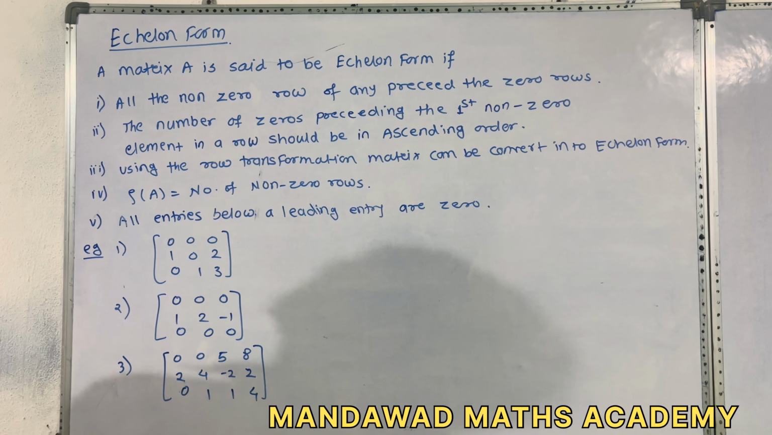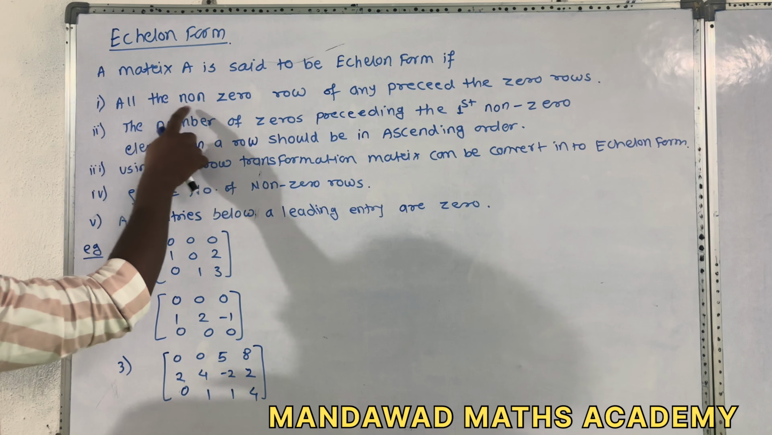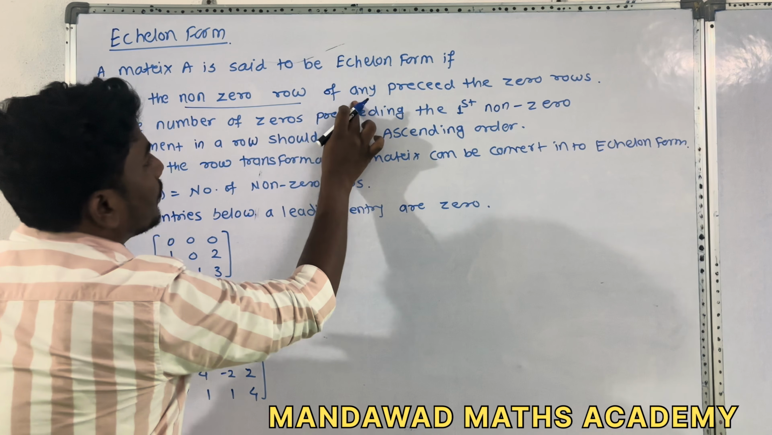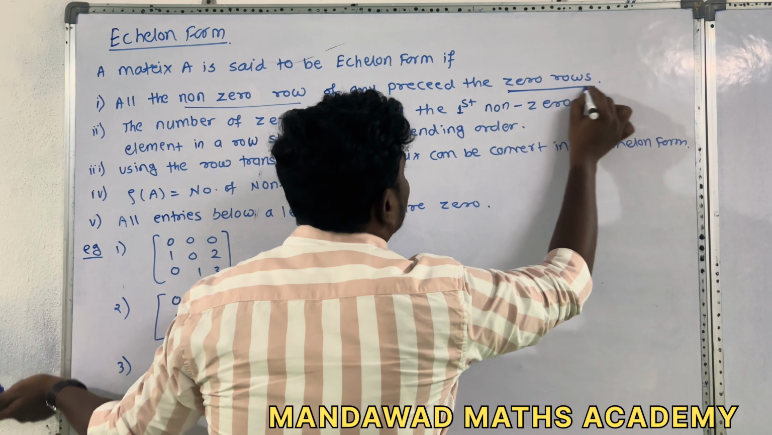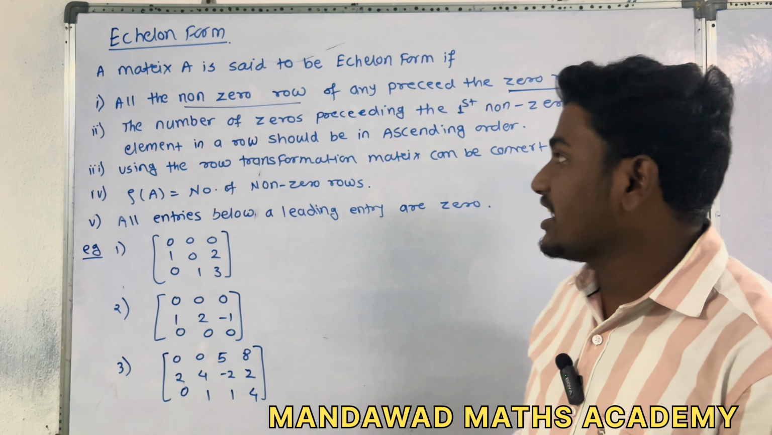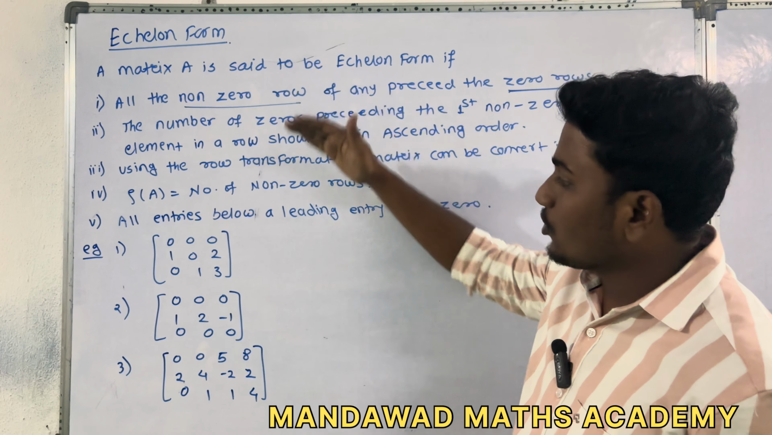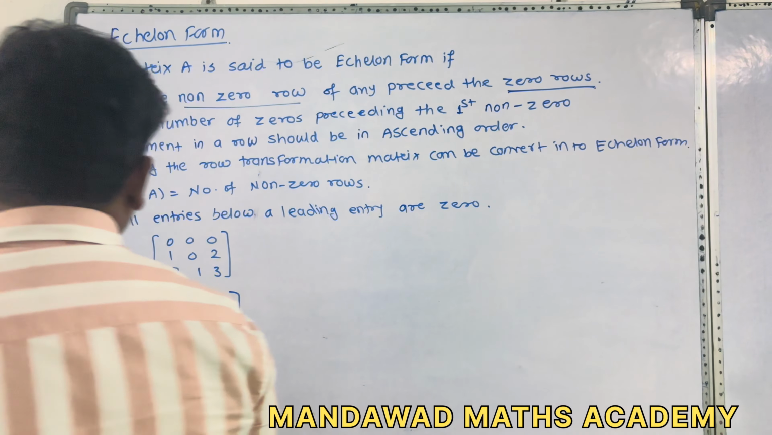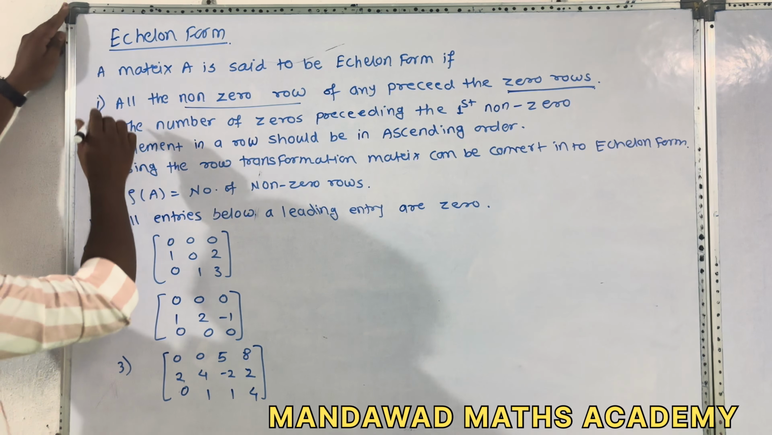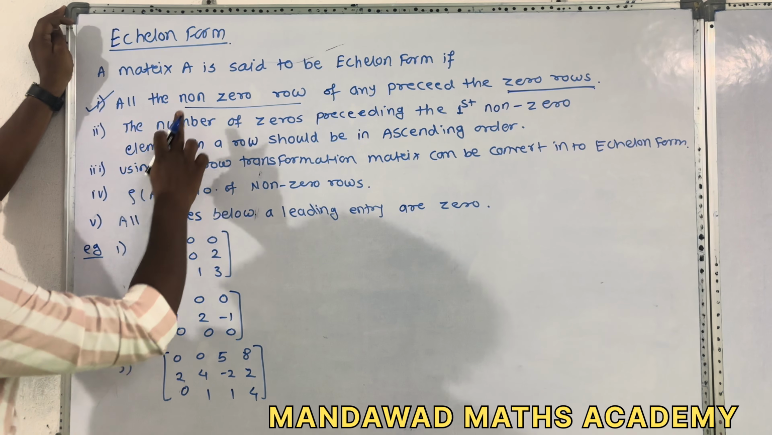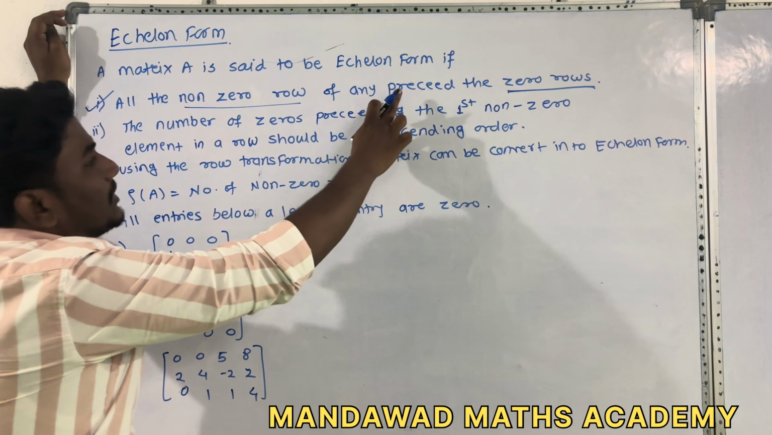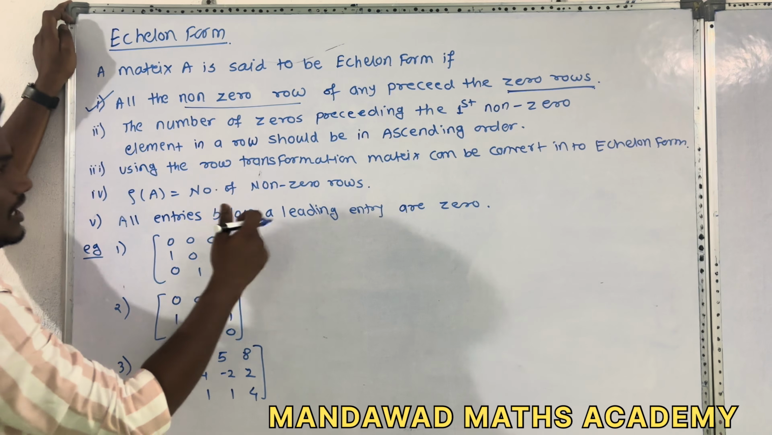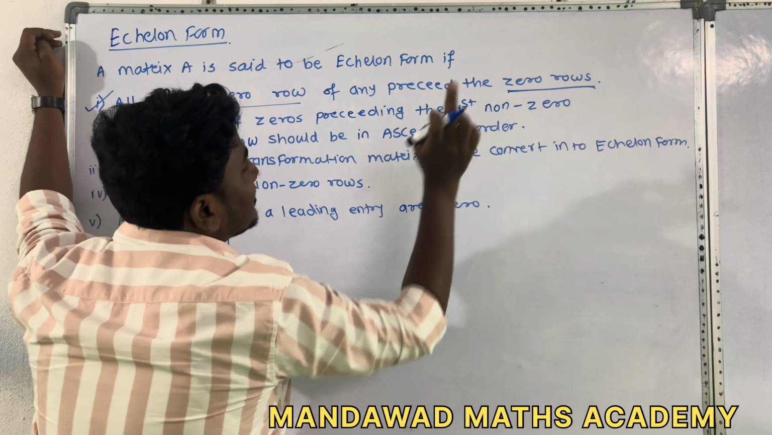A matrix A is said to be in echelon form if all non-zero rows of A precede the zero rows. You can remember this as arranging the non-zero rows on the upper side and the zero rows on the downside, that is, zero rows are at the bottom of the matrix. So the first condition is that non-zero rows precede the zero rows: first write the non-zero rows, then at the bottom of the matrix write the zero rows.